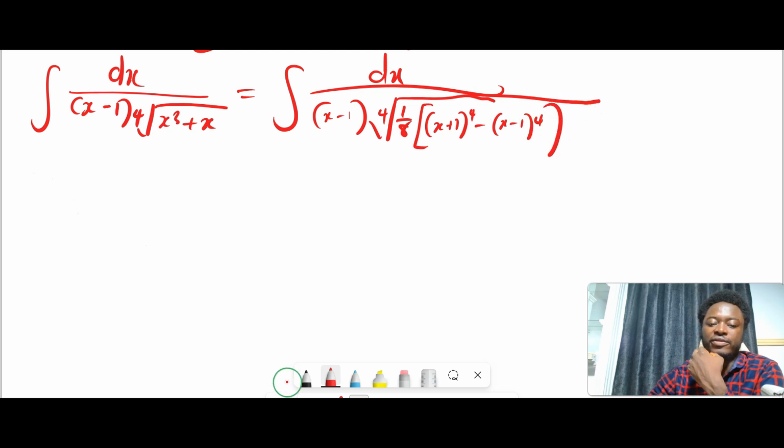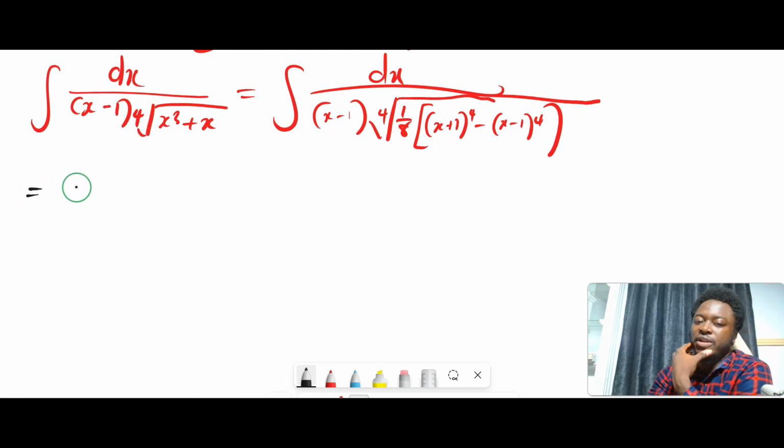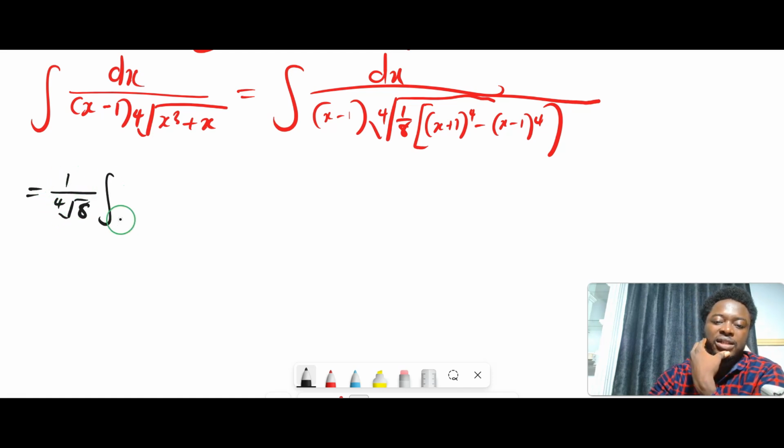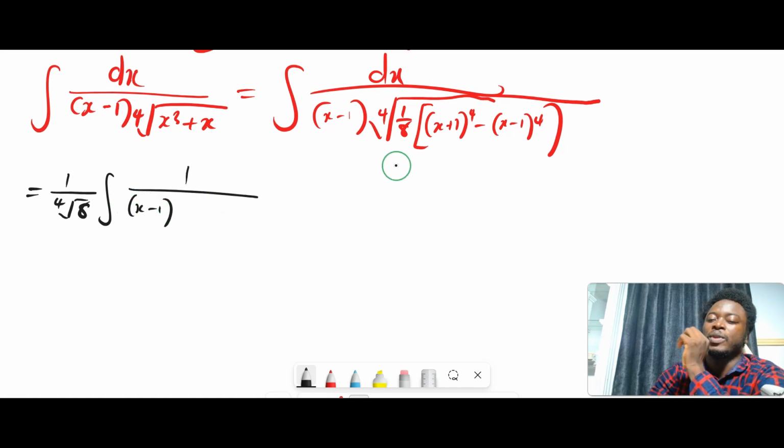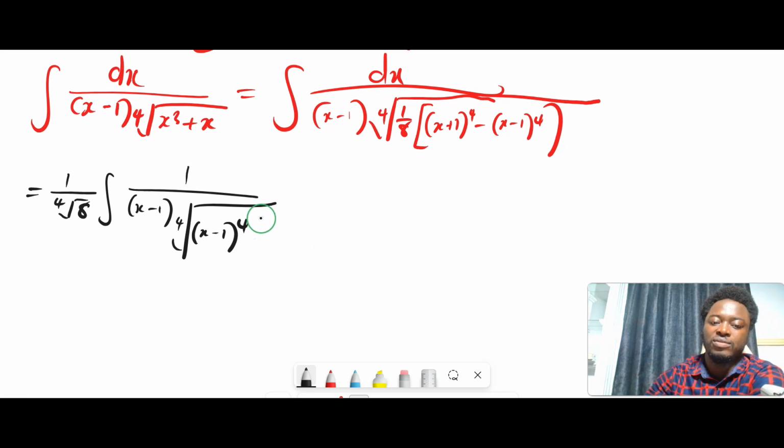So that would give you, if you go further, 1 over the fourth root of 8 times the integral of 1 over, let's say you have an x minus 1, then you're going to factor this out. So you're going to factor x minus 1 to the 4th. So you have the 4th root of x minus 1 to the 4th power. So that would be giving you, you're going to multiply this by x plus 1.